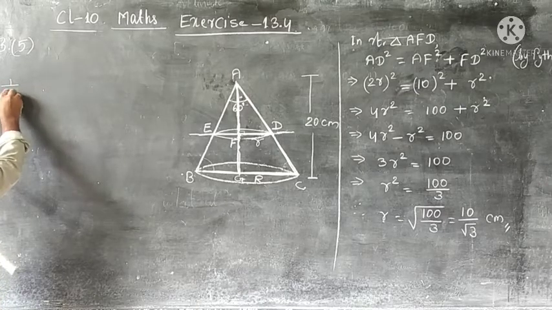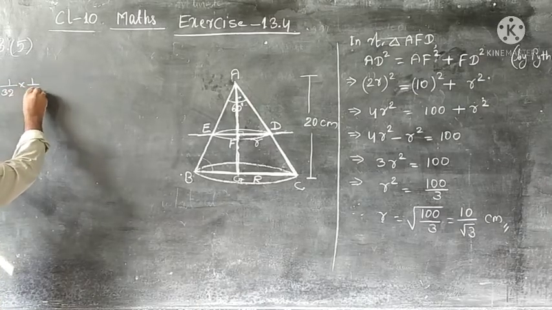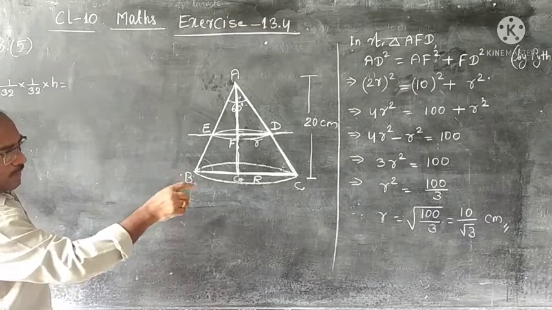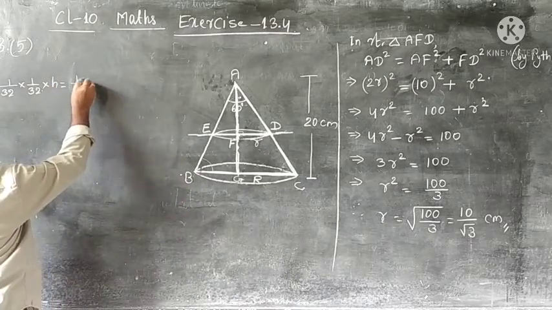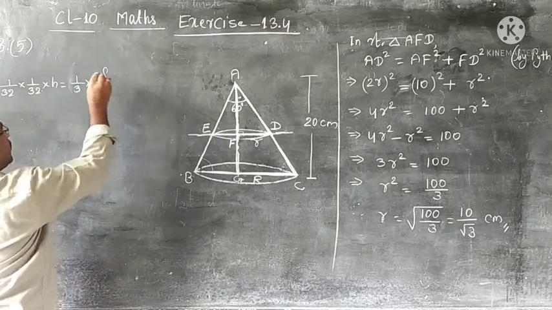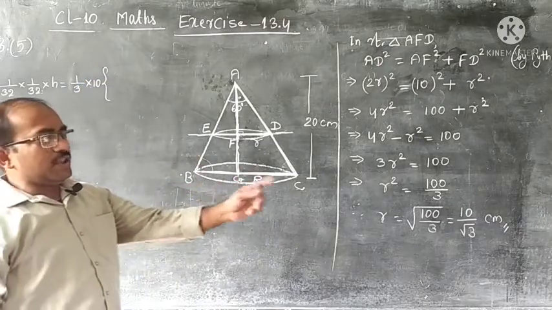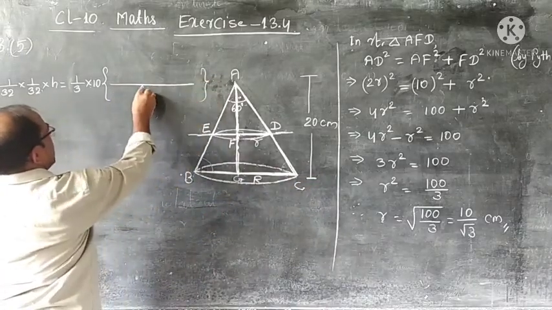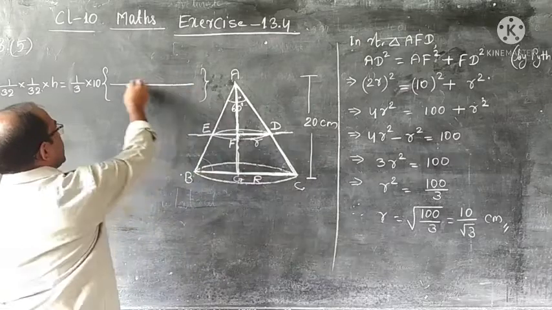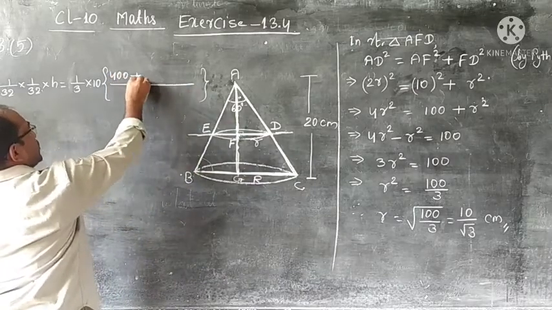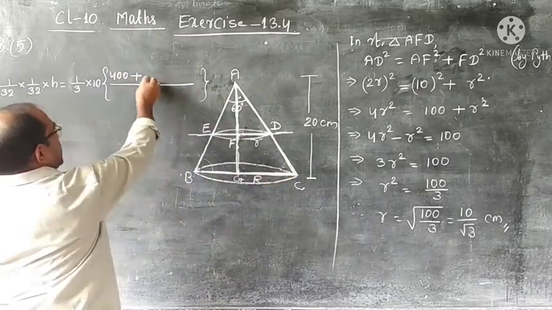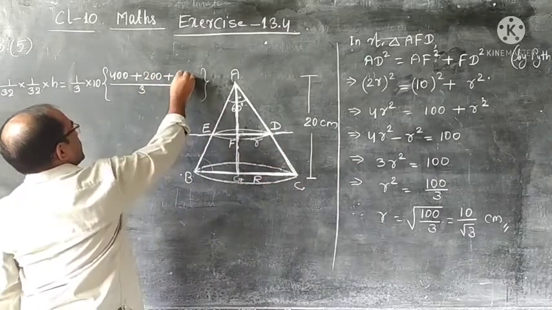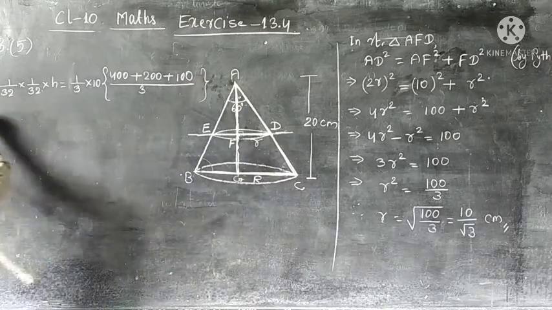LHS is 1 by 32 into 1 by 32 into h equal to 1 by 3 into 10, and inside the bracket now we have to get the LCM. 3, 3, 3. LCM will be 3. This whole calculation is easy only. So 3 divided by 3, 400. Again 3 divided by 3, 1 into 200. And 3 divided by 3, 1 into 100. So simple calculation we have here.